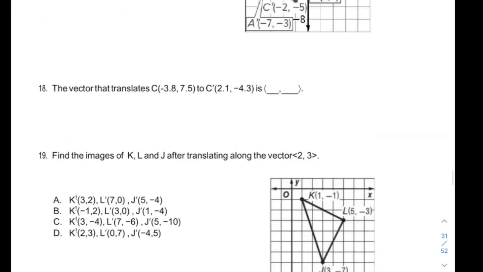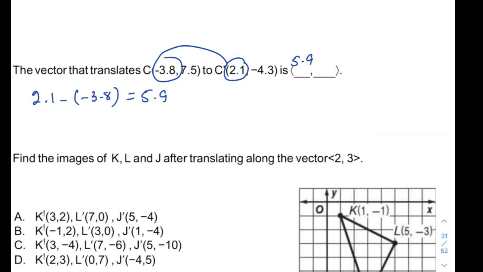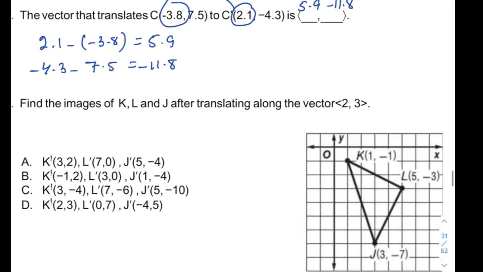The vector that translates C to C prime, again, subtract. 2.1 minus the negative 3.8, it will be 5.9. So we put 5.9. The other one, negative 4.3 minus 7.5, it will be negative 11.8, and you will put it here.